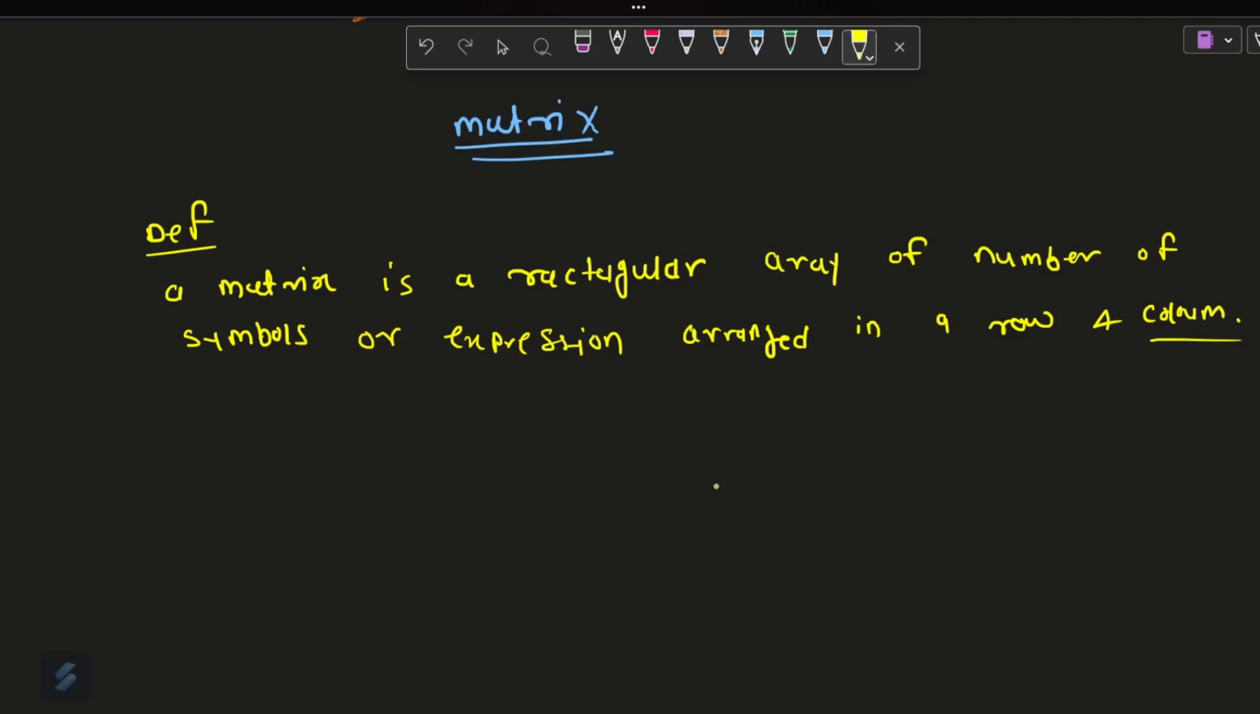A matrix is a rectangular array of numbers, symbols, or expressions arranged in rows and columns. It is basically multiple vectors together, and that is called a matrix. How do we understand this?